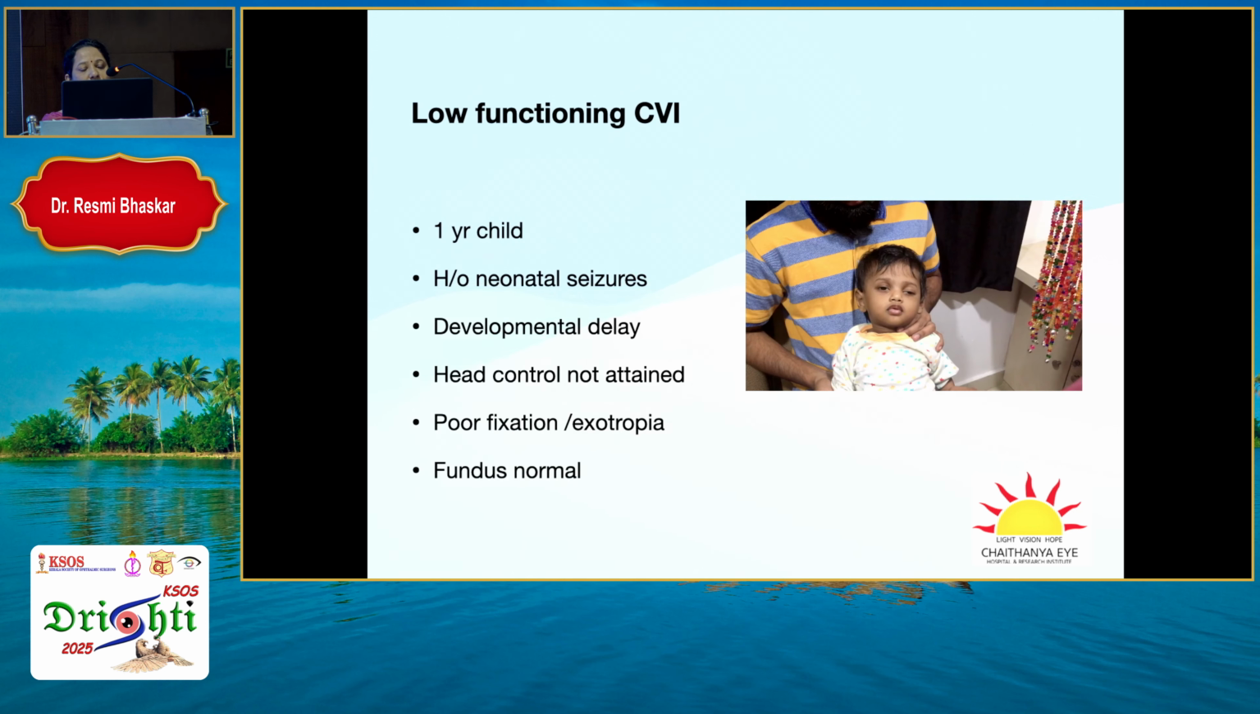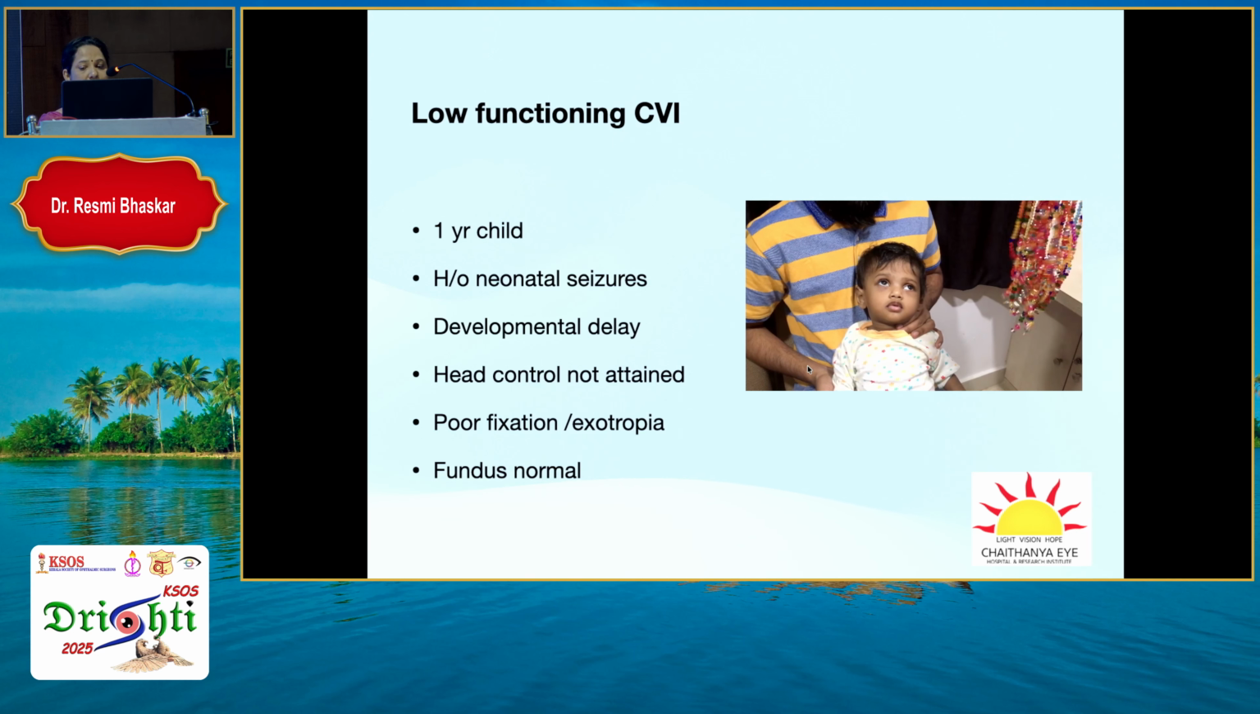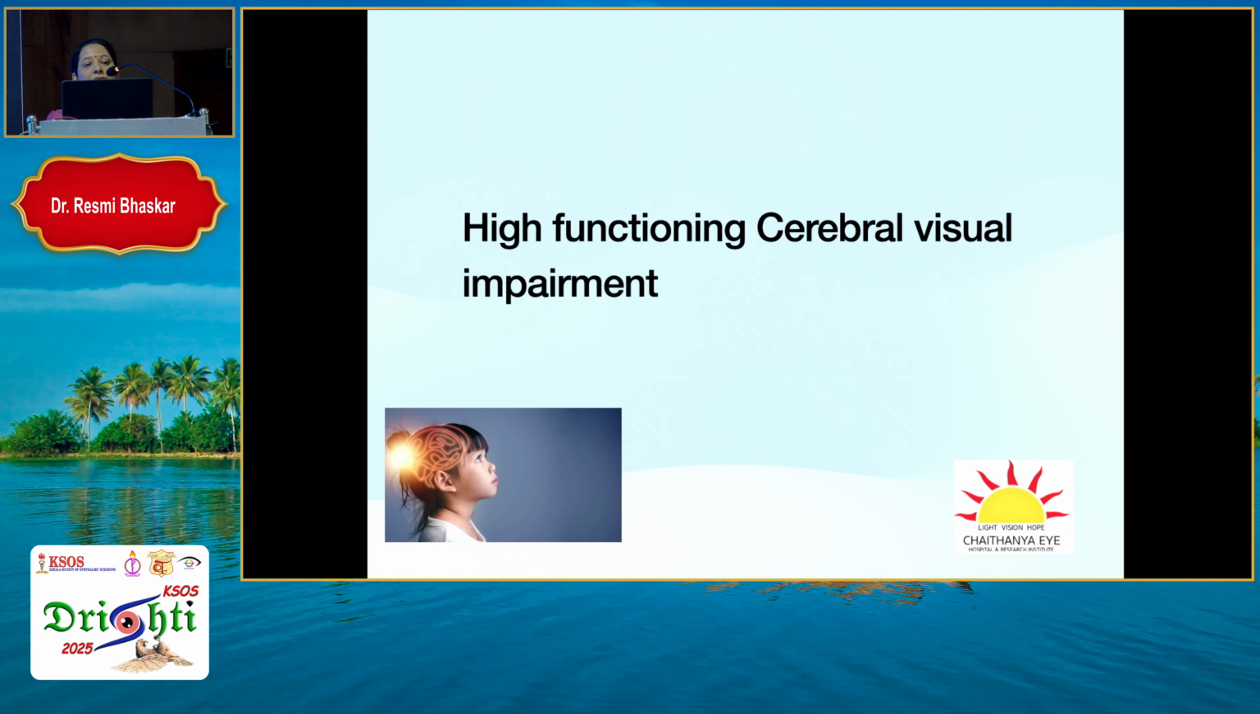This is a child with a history of neonatal seizures and not very difficult to diagnose, because he has a poor visual response and doesn't respond even to lighted toys in dim light, and head control is also not attained. So this is a low functioning CVI. Now we will be discussing high functioning cerebral visual impairment.